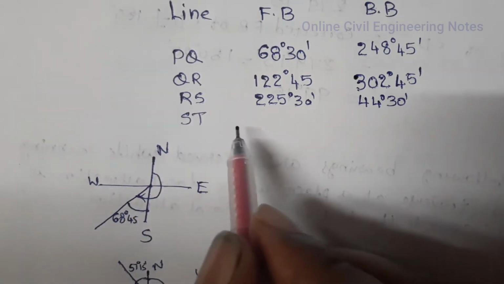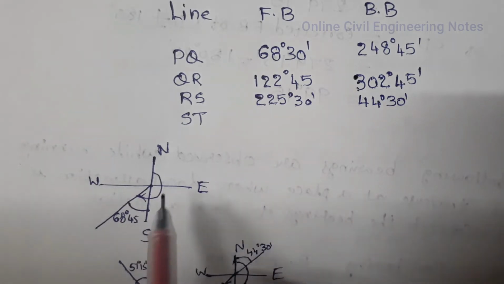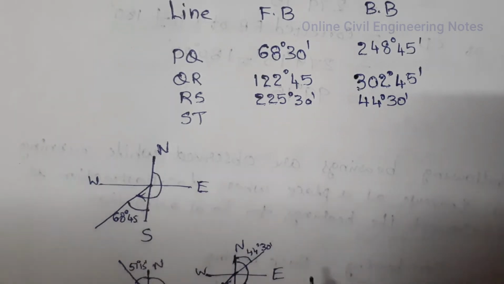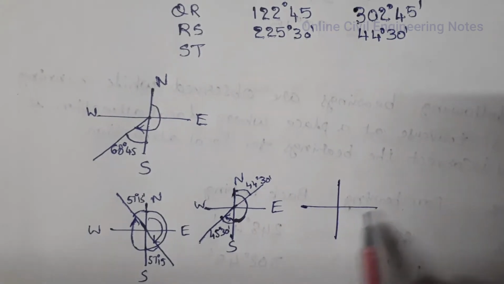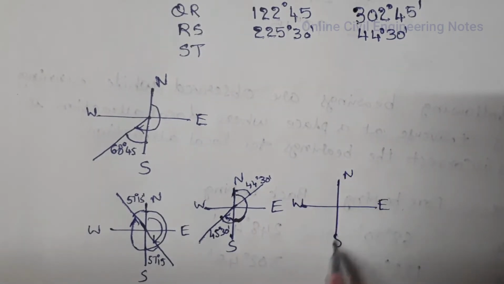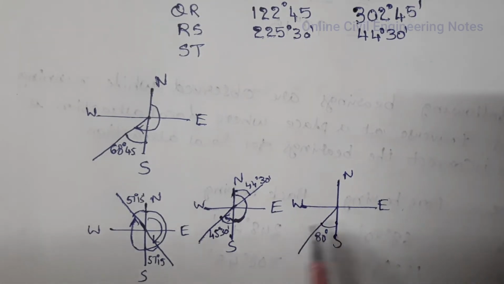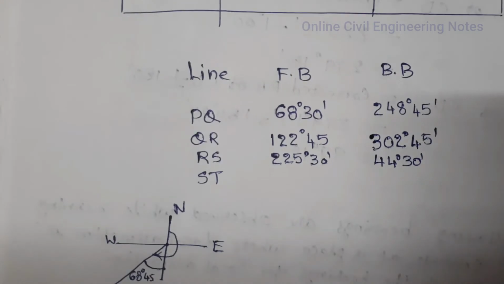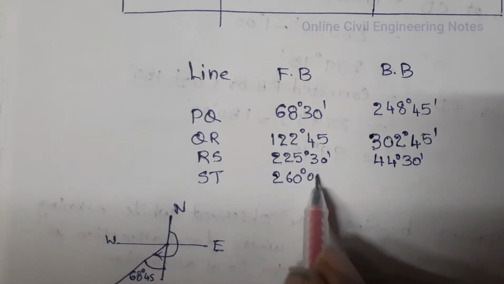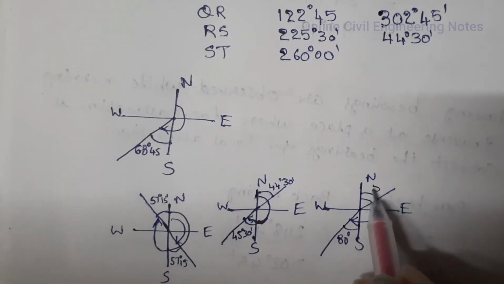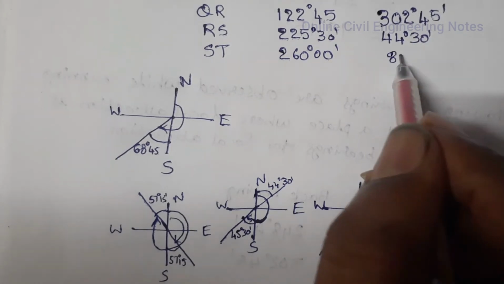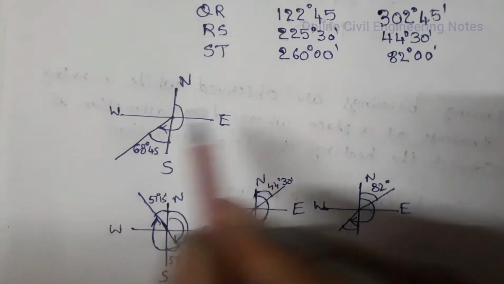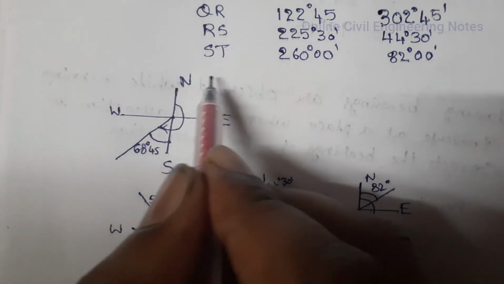ST line: fore bearing is S 80 degrees west. Whole circle bearing is 180 plus 80, 260 degrees. Back bearing is N 82 degrees east. Therefore, you can directly write 82 degrees, which lies in the northeast quadrant.